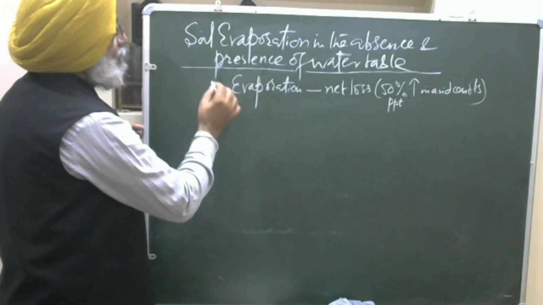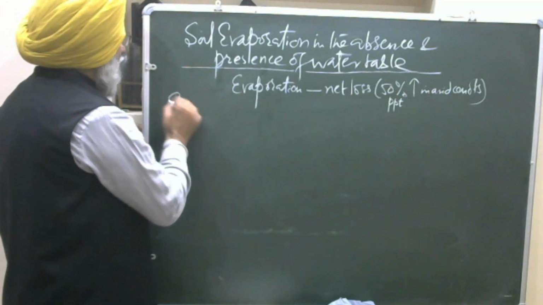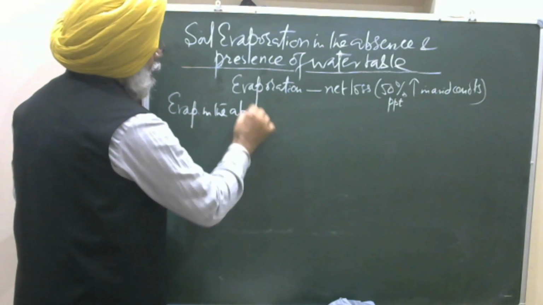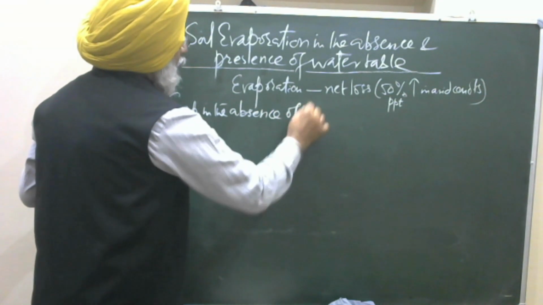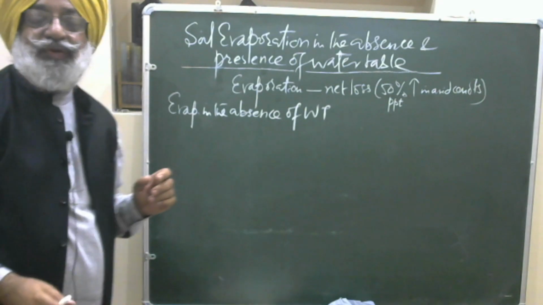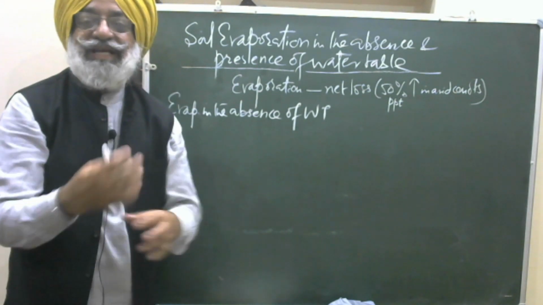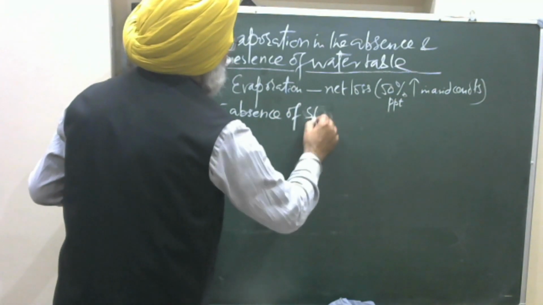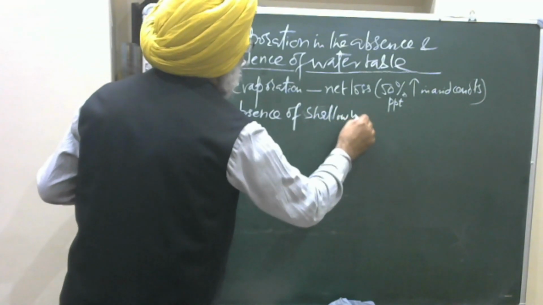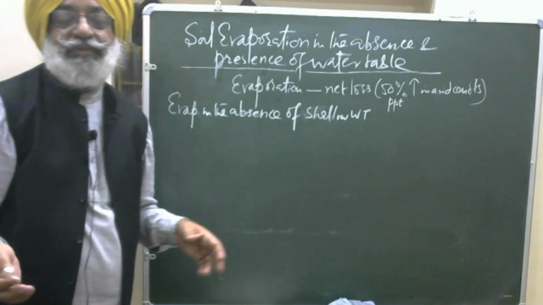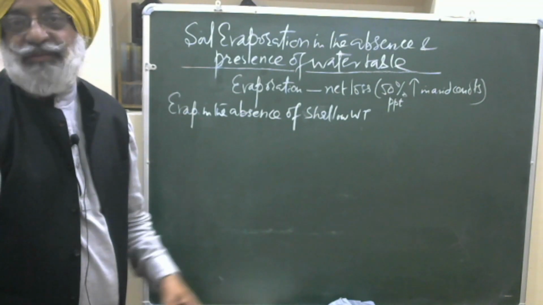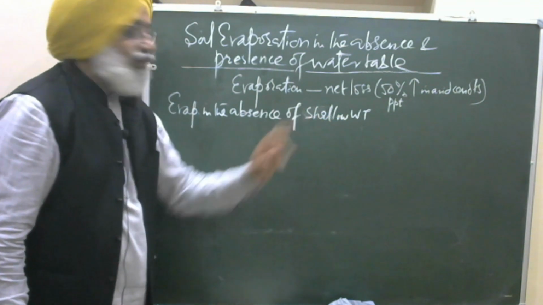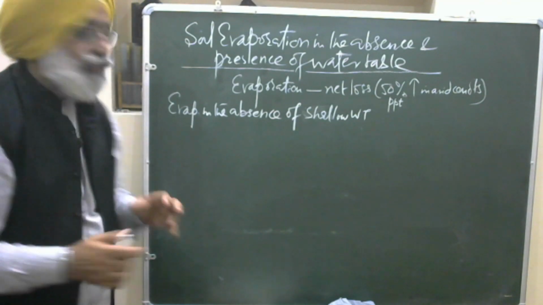Now we will discuss the first case, that is evaporation in the absence of a water table. I should not say a water table, because water table can never be absent. Better call it as in the absence of a shallow water table. Generally they say in the absence of water table, in the presence of water table, but water table is always there, maybe at very deep depths. It may not influence the evaporation, but still we will take into account the shallow water table.